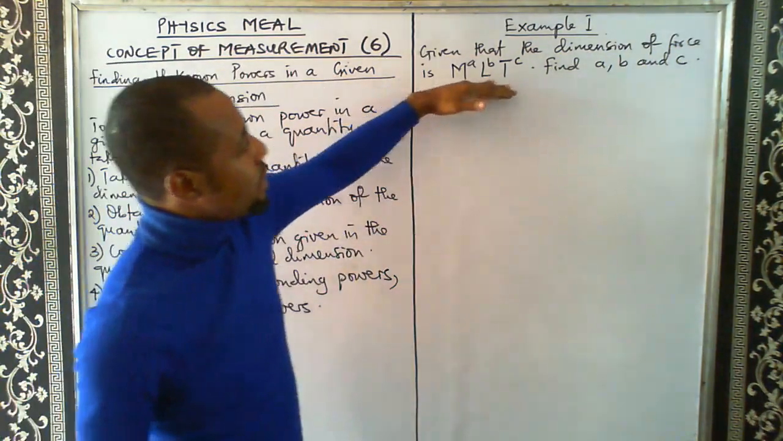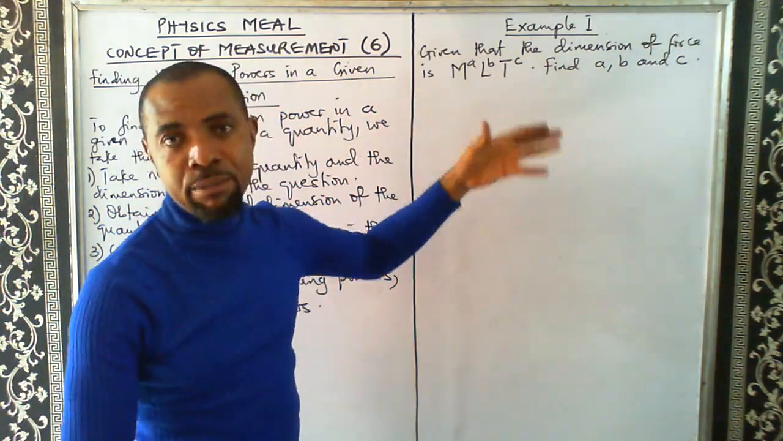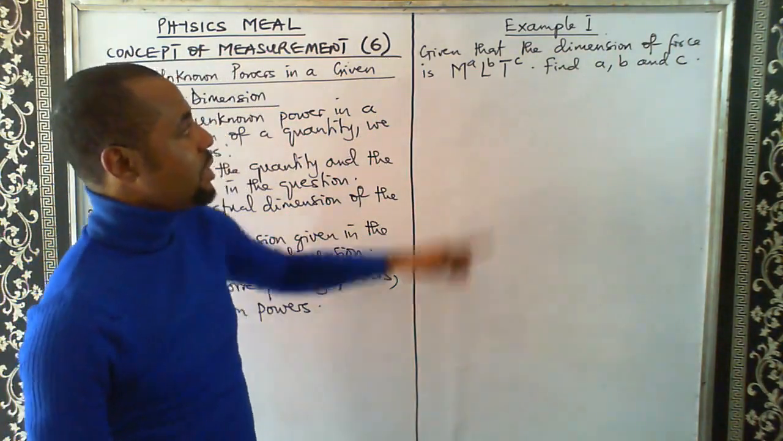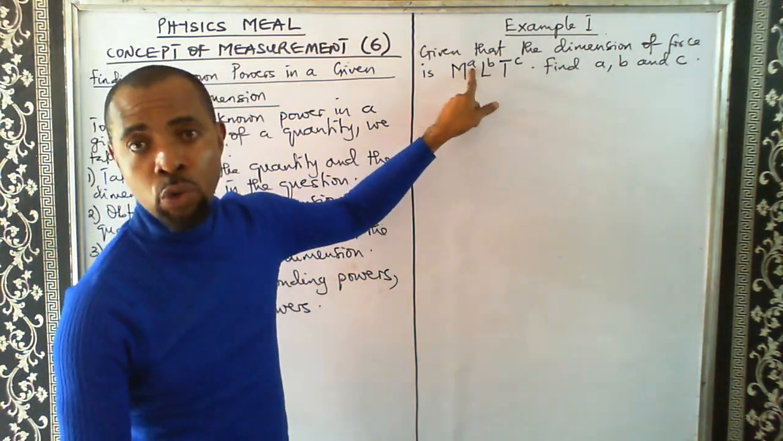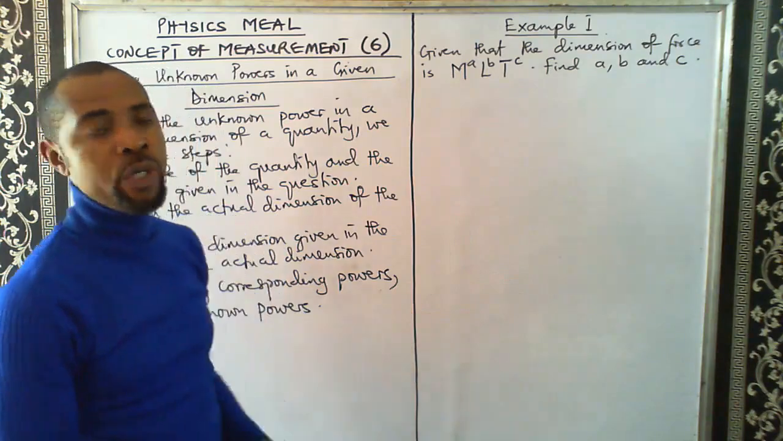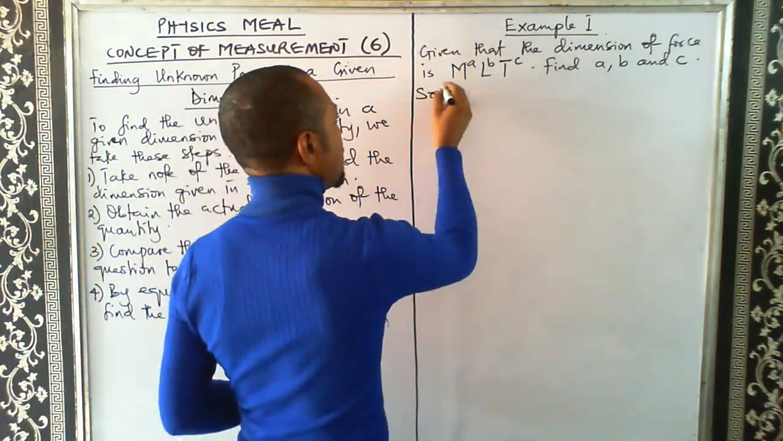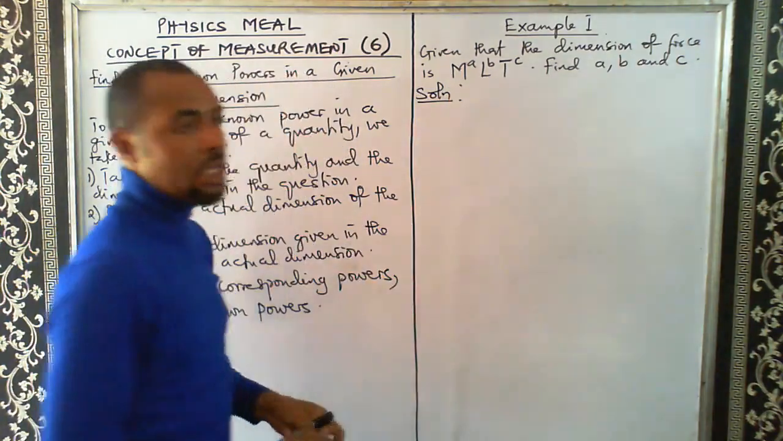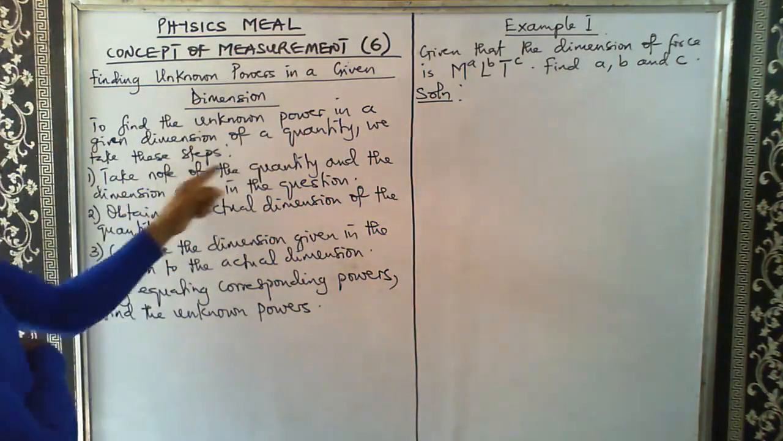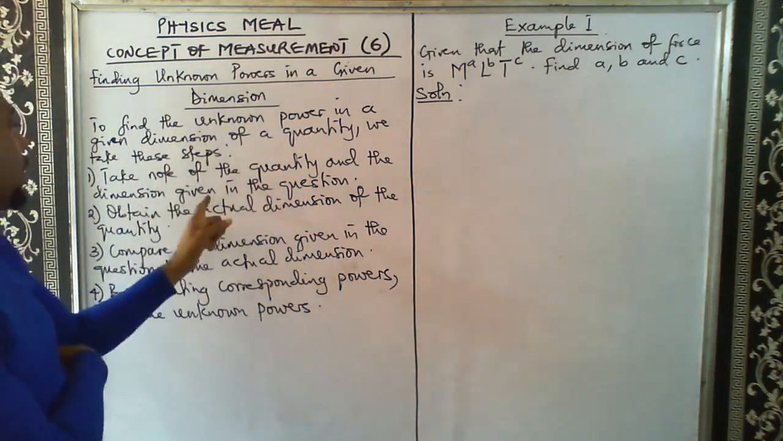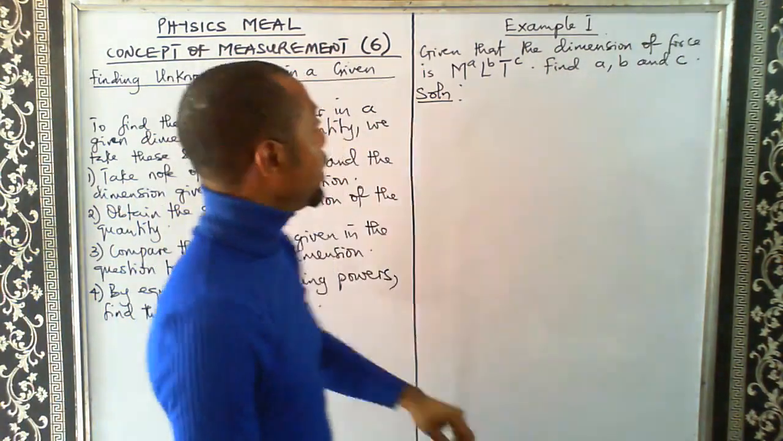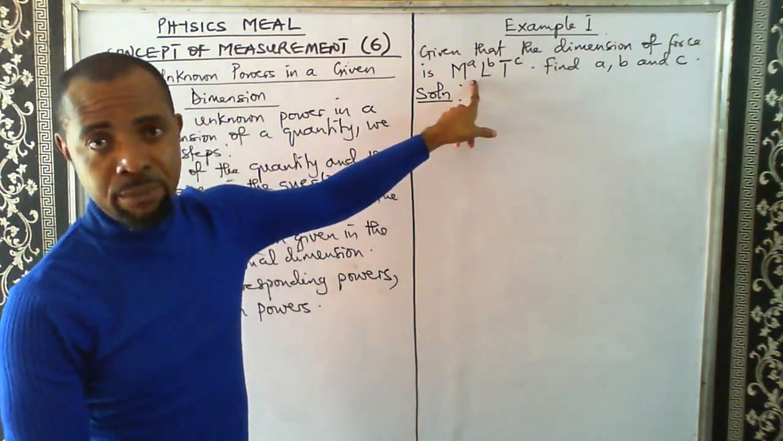So we know this is not the real dimension, the actual dimension of force, but it is the dimension of force with unknown powers. So when we have unknown powers in a given dimension, how do we find them? And that's what this video is going to answer. Already we have given 4 steps that we have to take. The first step, take note of the quantity and the dimension given in the question. So the quantity of interest is force, so we have taken note of that, and the dimension is this, the dimension given in the question.